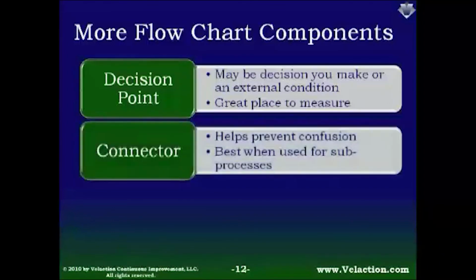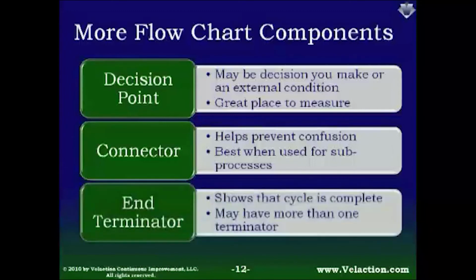A connector helps you prevent confusion. It helps keep your chart from getting cluttered. And it's often used when you have a sub-process, when you have that decision block. Say you have to go for a credit check, or say you run out of an item and you have to go and reorder something. Those would be sub-processes that you might do off-page connectors for. And then the end terminator shows when a cycle is complete.